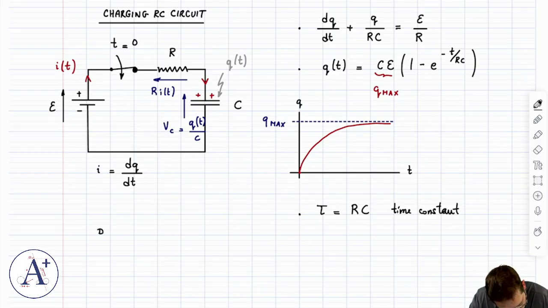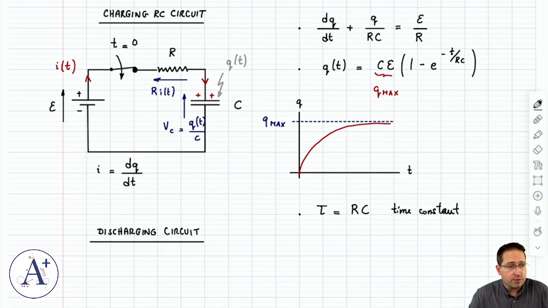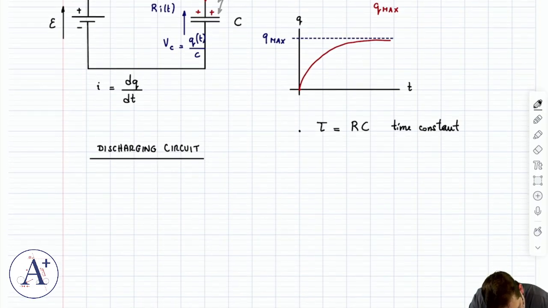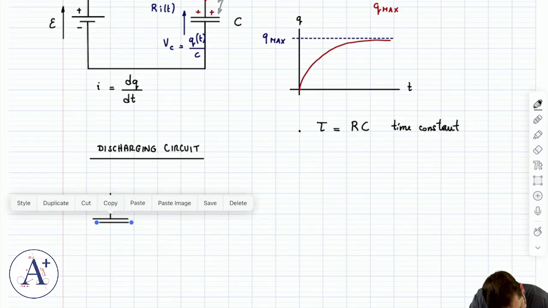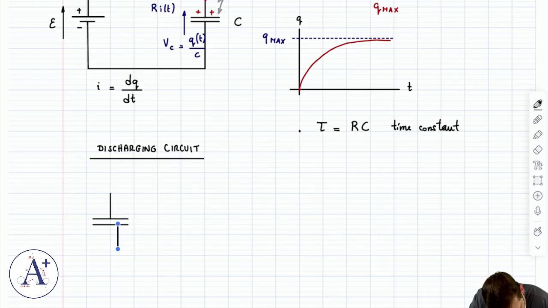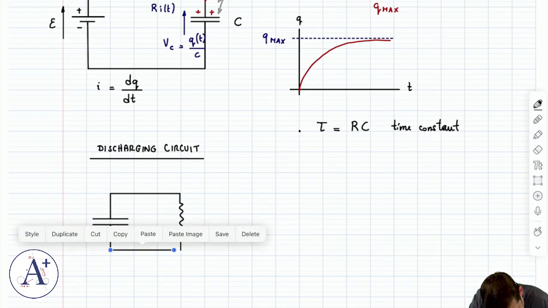Now, the discharging RC circuit tries to do the opposite. It tries to take charge that is already on the capacitor and discharge it through the resistor, which means that it does away with the battery. And so you're going to have a capacitor here. The only thing is that this capacitor, instead of starting out empty, is going to have to start out with a certain amount of charge on it. So one way or another, you're going to have to put charge on this capacitor, and then you're going to have to connect it to this resistor.